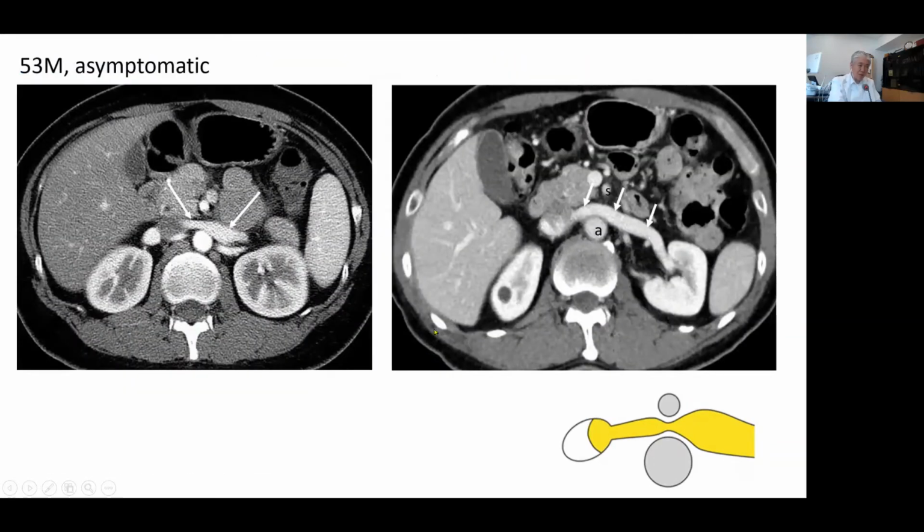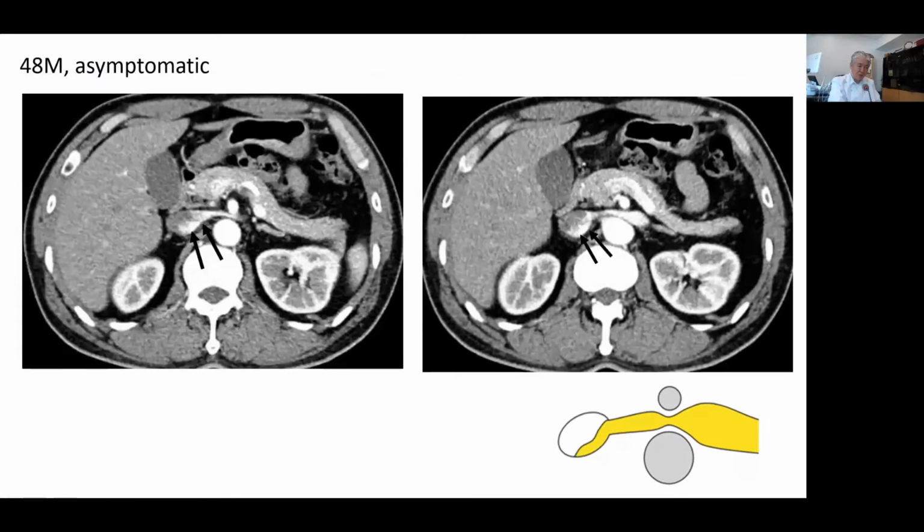This is an asymptomatic man with a normal plug flow pattern of the left renal vein without compression. Another asymptomatic man, in this patient the space between the aorta and superior mesenteric artery is slightly narrow, but contrast-opacified blood flows along the dependent posterior margin of the inferior vena cava, suggesting slow flow, so absent Nutcracker.